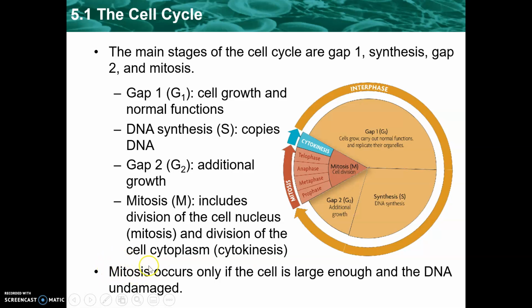And it's important to note that this process of mitosis, so at this point right here in our cell cycle, a cell is not going to go from G2 into mitosis unless it is a large enough size and the DNA has been copied and checked to make sure that it is error-free.